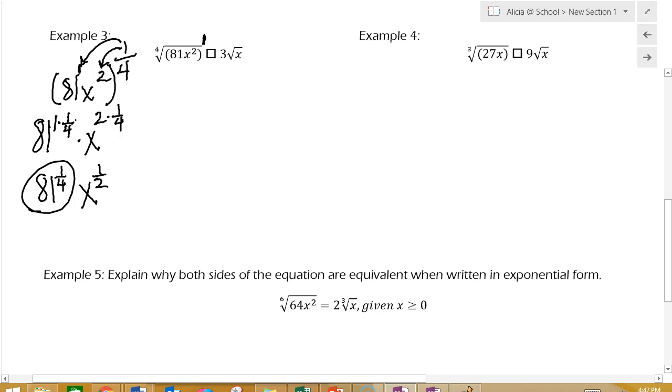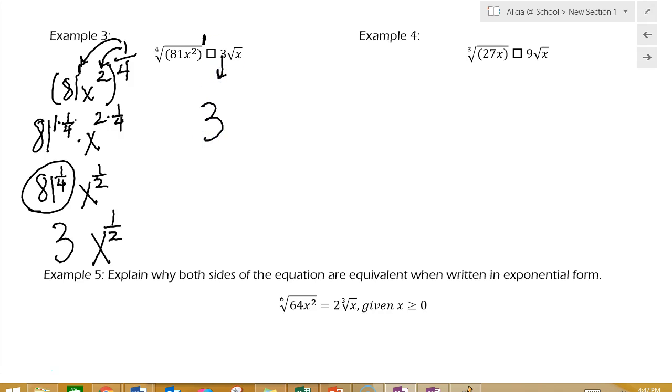So 81 to the 1/4 power is 3. This is going to be 3x to the 1/2. And now I'm going to try to prove if the right side is equal to it. So I'm going to bring that coefficient down, the 3. That's not going to change, it stays the same. My x, though, I have the square root of x, so keep in mind that root number is a 2, and it has that invisible power of a 1. So that's going to give me x to the 1/2 power. And that is the exact same thing that we have on the left side. So those are equal.